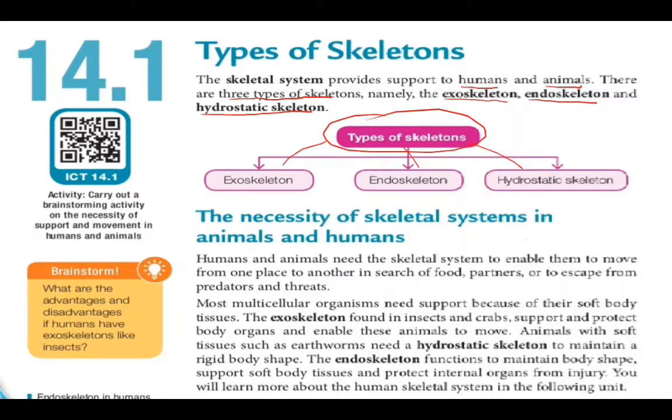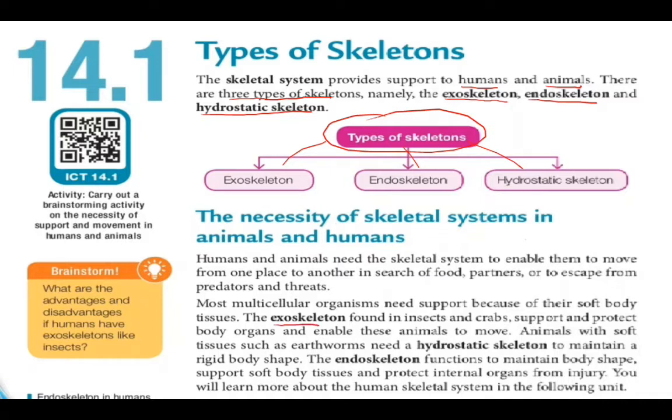The necessity of the skeletal system in animals and humans. Humans and animals need the skeletal system to enable them to move from one place to another, to search for food, partners, or to escape from predators and threats. Most multicellular organisms need support because of their soft body tissues.